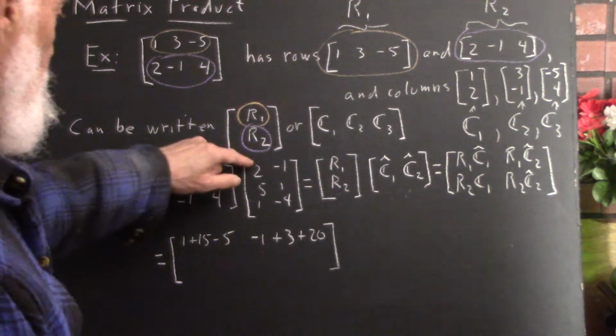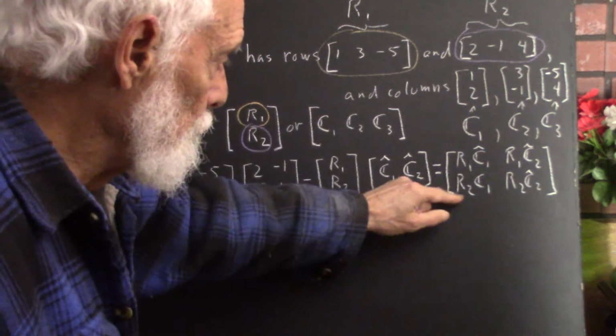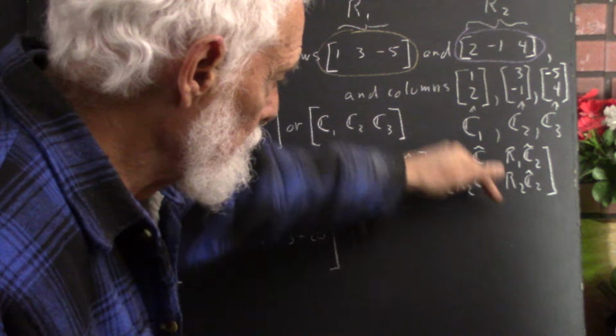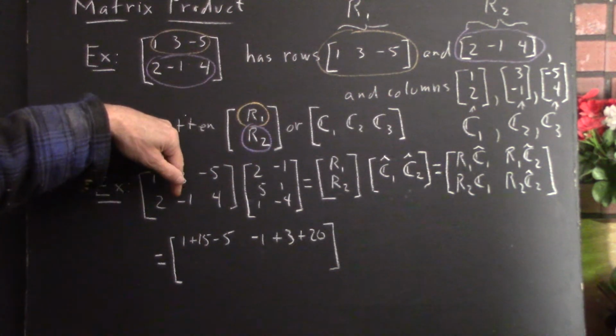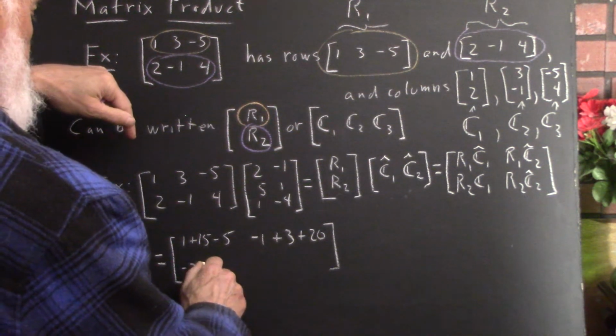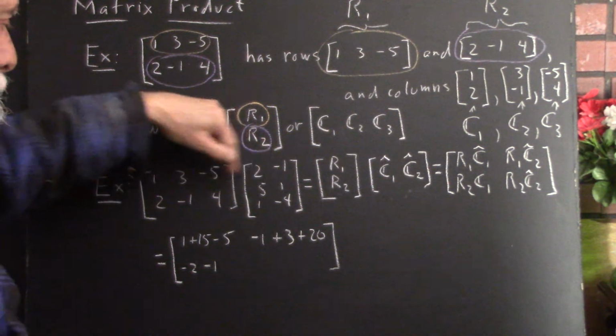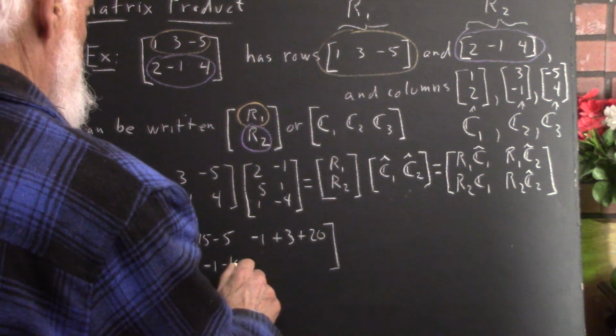Okay, same thing here. Second row times first column, going to go in the second row and first column. 2 times negative 1 is negative 2. And I'm just going to write that now. That's negative 2. And negative 1 times 1 is minus 1, and 4 times negative 4 is minus 16.